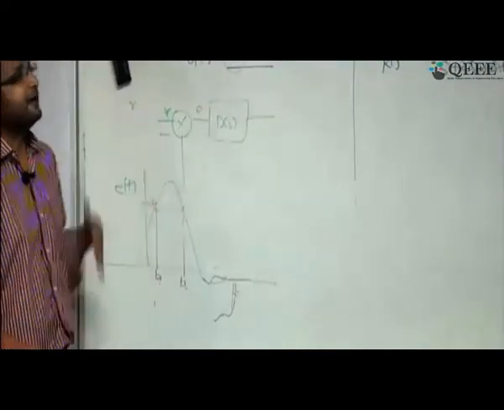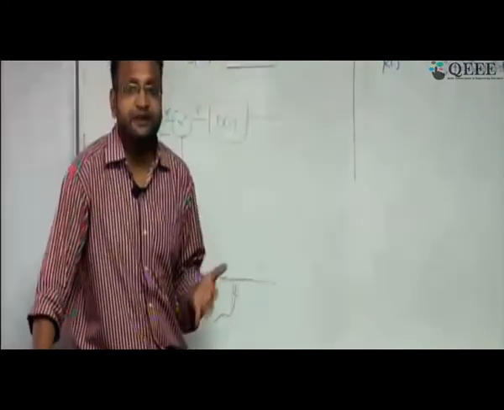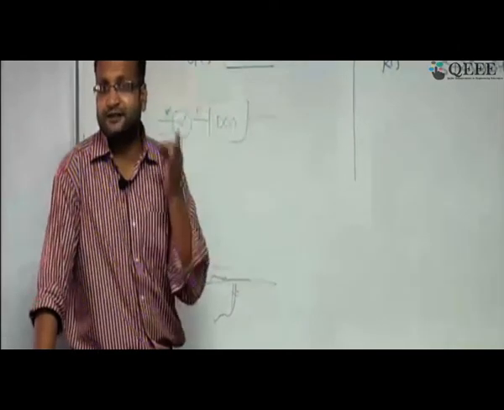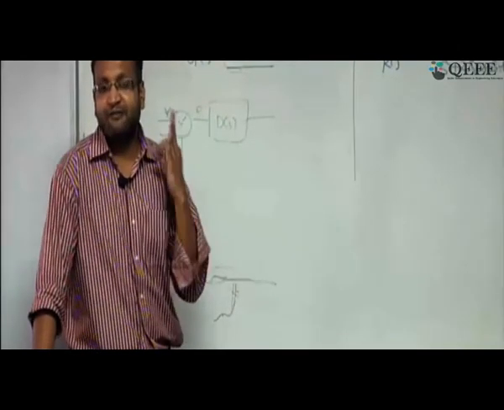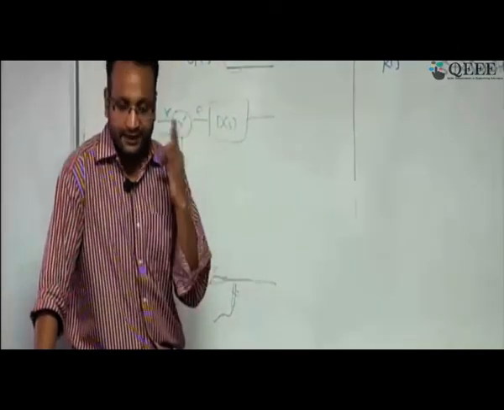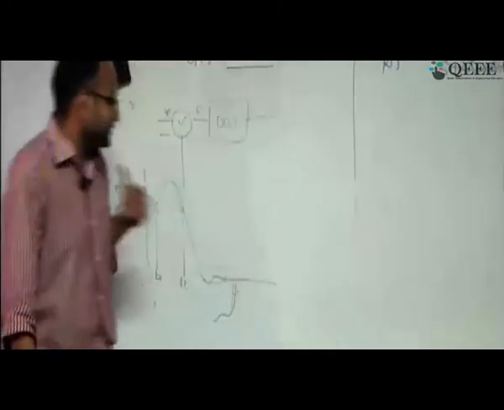So whenever I am adding a derivative term or using derivative control, it affects the transient behavior. It doesn't affect the steady state behavior. That's the crux I wanted to explain from this class.